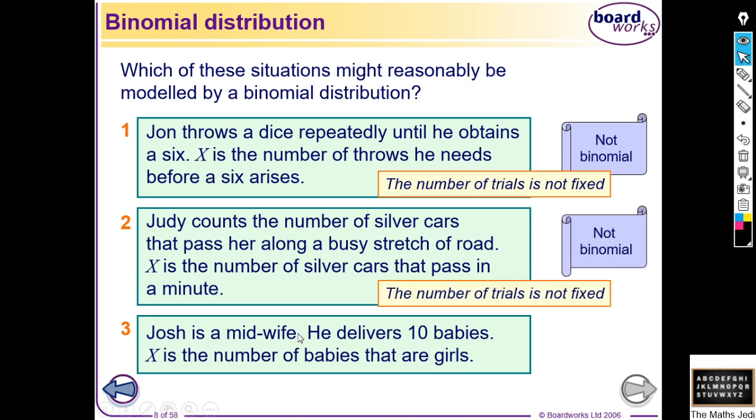Lastly, Josh is a midwife. He delivers 10 babies, and X is the number of babies that are girls. Again, you have 2 outcomes, girls or not girls. There are a fixed number of trials. Is it independent? Does one arrival of a girl affect another arrival of a girl? You would say they are independent events. And so in this example, it is binomial.